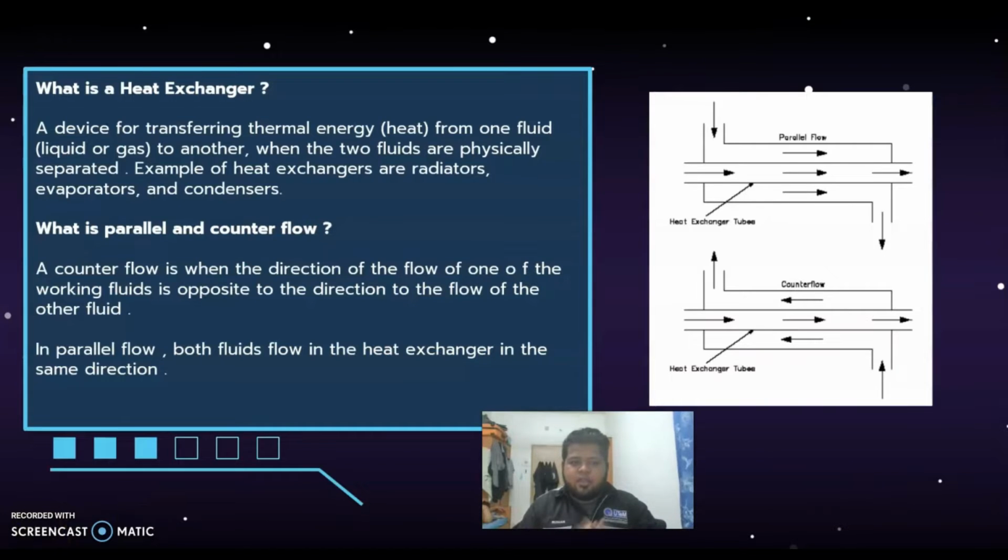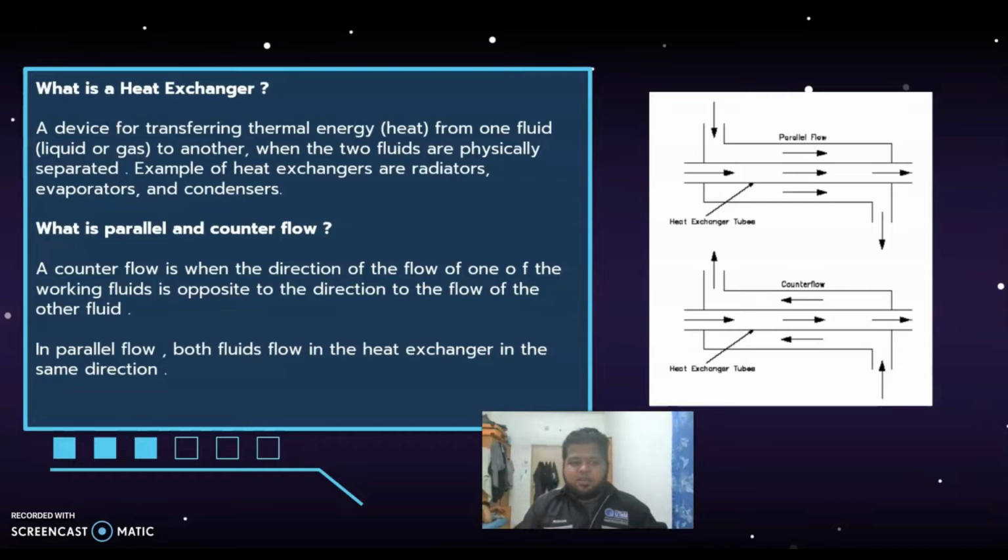Okay, for the parallel and counterflow, we are going to look at a heat exchanger. Before that, let me ask you: do you know what a heat exchanger is? A heat exchanger is a device for transferring thermal energy, which is heat, from one fluid, either liquid or gas, to another, when the two fluids are physically separated. Examples of heat exchangers are radiators, which are found in cars, evaporators, and also condensers, which are normally found in aircons.